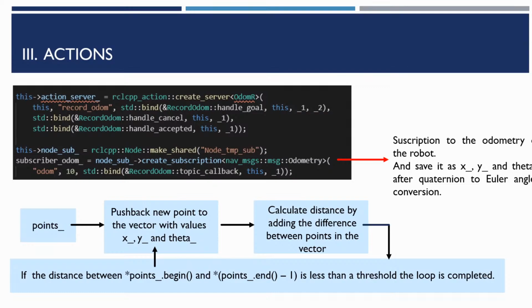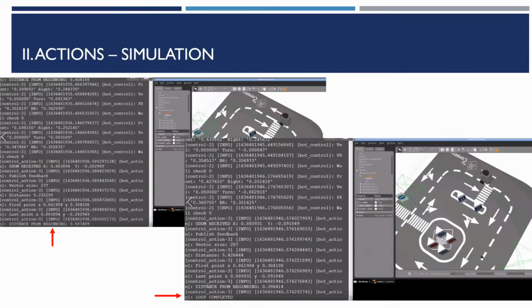And lastly, after a threshold of distance, because we're not going to try and see if the loop is closed from the beginning, we check if the first point and the last point are within less than a threshold. If that's the case, the loop is considered completed. As we could see in the simulation and in the real robot, we output in the terminal the distance from the beginning, and when it's less than 0.4, it's going to be completed.